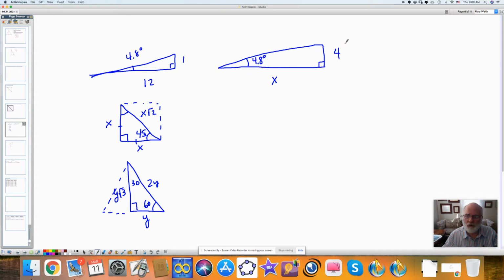So if I only know one of the sides and I know that angle, of course it's a right triangle, then I could find the other side by setting up a proportion. And this idea is what we're going to be exploring more of today.